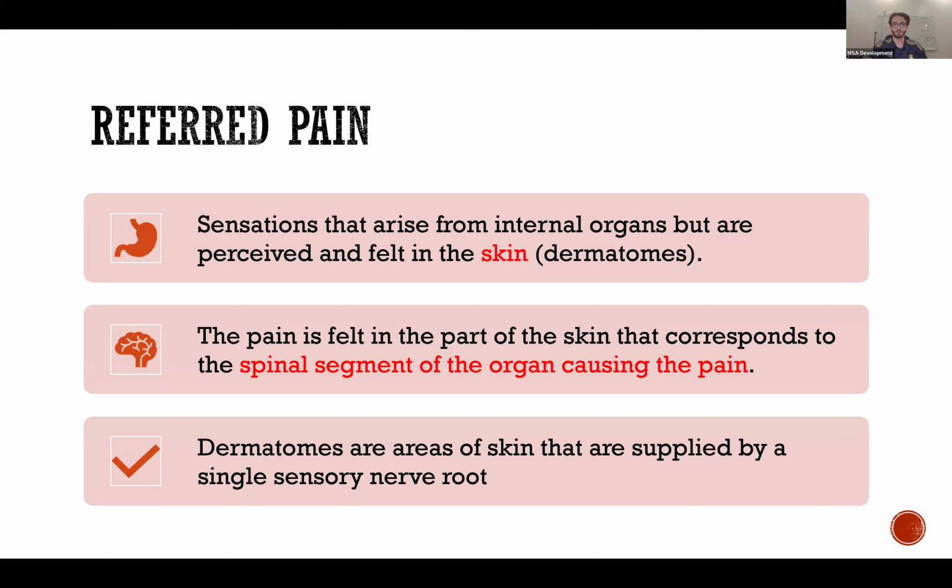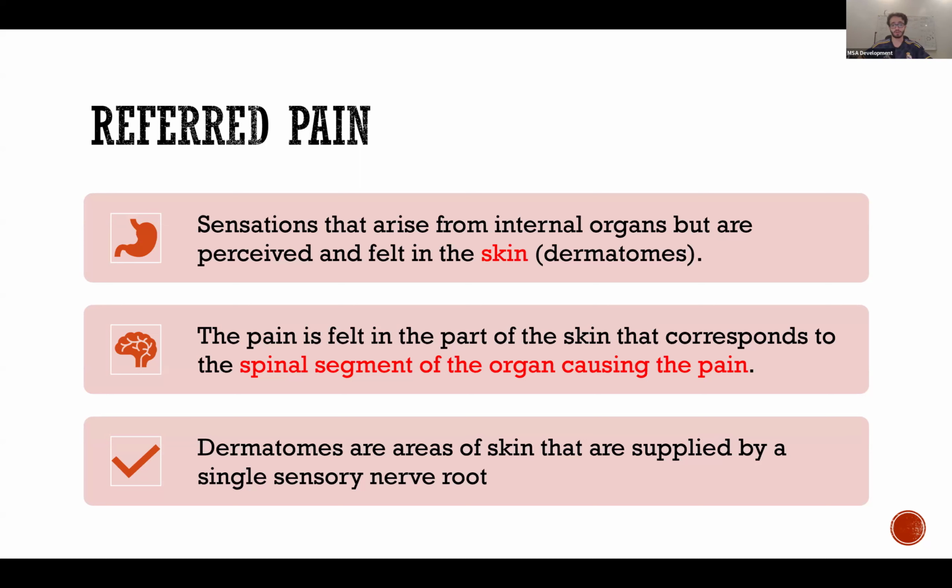That is close to the liver, which brings us to the second point. The pain is felt in the part of the skin that corresponds to the spinal segment of the organ that is causing the pain. So if I'm feeling pain in my liver, then this pain will be perceived and felt on the strip of the skin that is literally in the same spinal segment of the liver. But what do we call the skin?